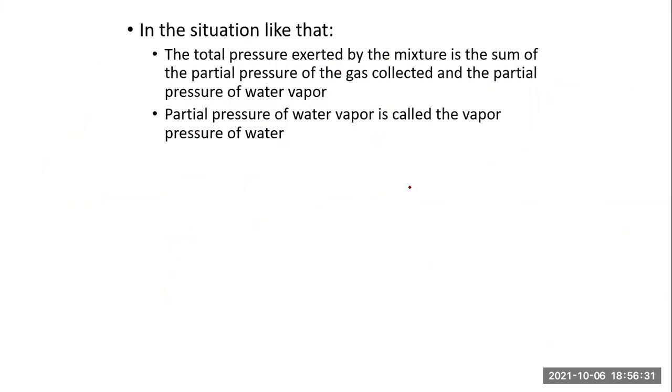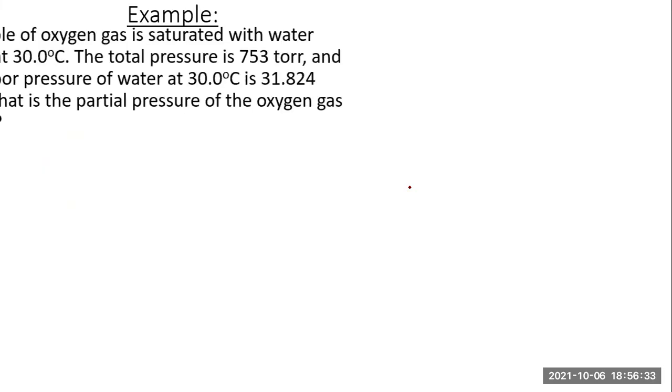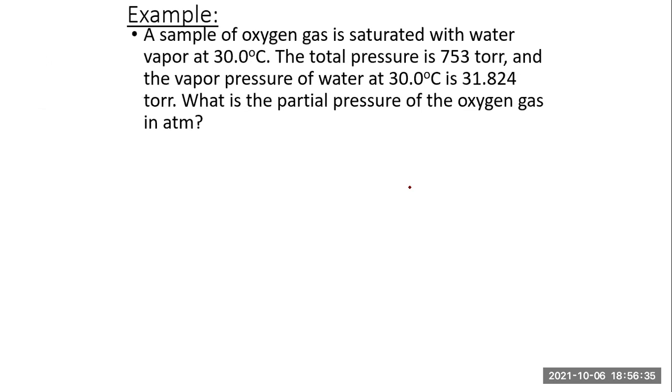So let's take a look at a problem that involves that. If we have a sample of oxygen gas that's saturated with water vapor at 30 degrees Celsius, the total pressure is 753 torr, and the vapor pressure of water at 30 degrees Celsius is 31.824 torr. What is the partial pressure of the oxygen gas?